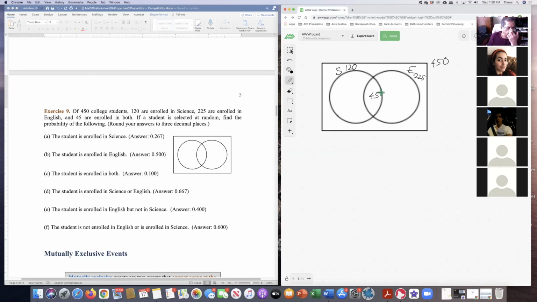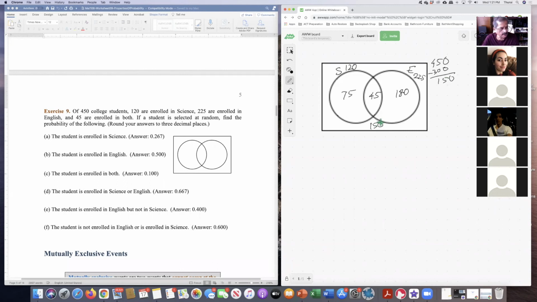And then they are asking questions, so we can just work out the numbers first. 120 minus 45 is 75. That's 75 here. And so this section, part of E that's outside of S, would be 225 minus 45, which is 180. Now to find the outside of both circles, I add all those numbers. 225 plus 75 is 300. So take away 300 from 450, and that's 150. So there are 150 outside.